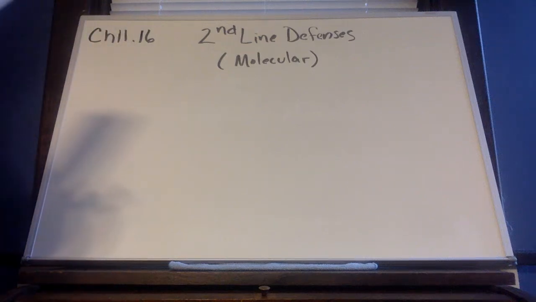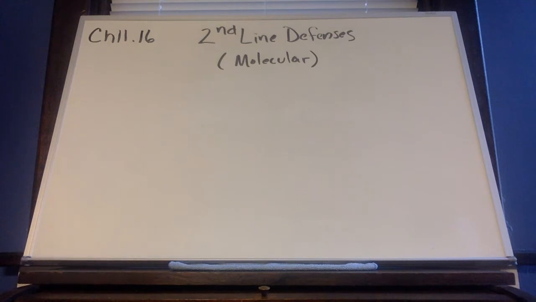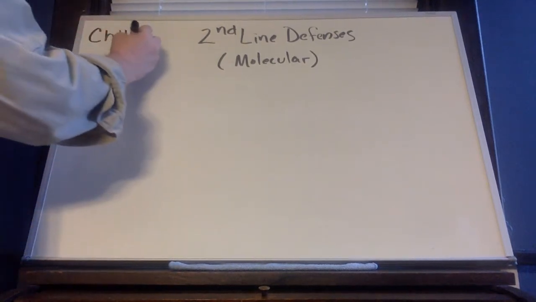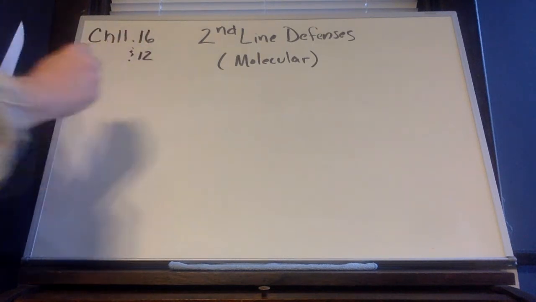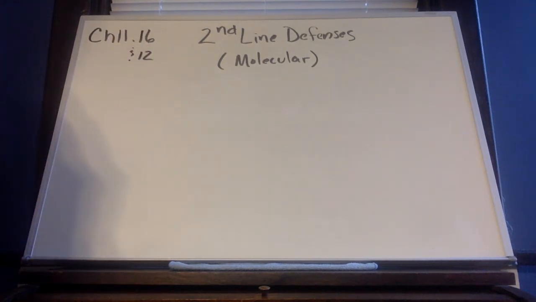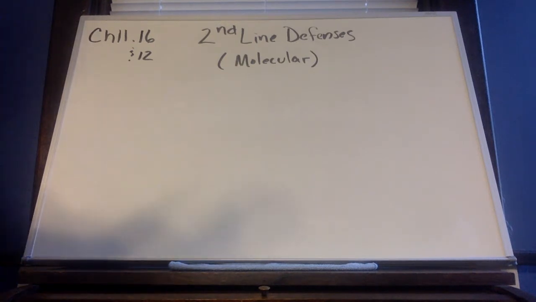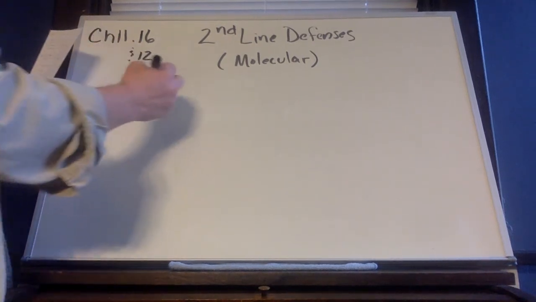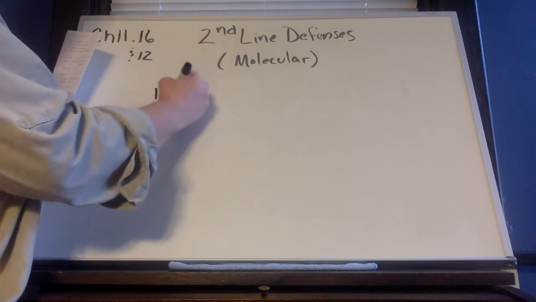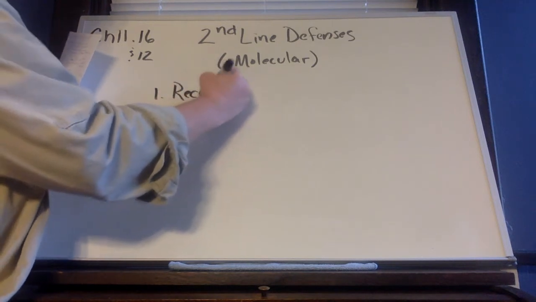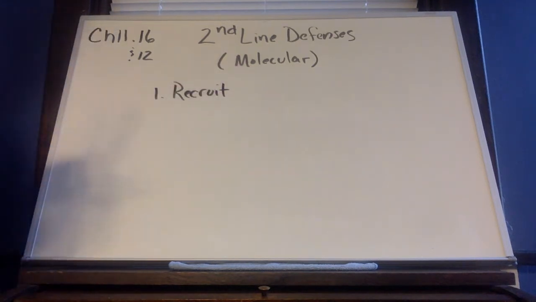So what is the role of the molecular second line defenses? This is why I made learning objectives 16 and 12 into one learning objective. They essentially are saying the same things. So 16 is list at least 3 roles of the second line molecular defenses. So one of the roles is to recruit more cells to the area.